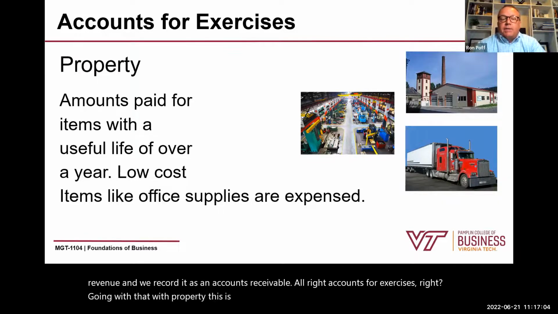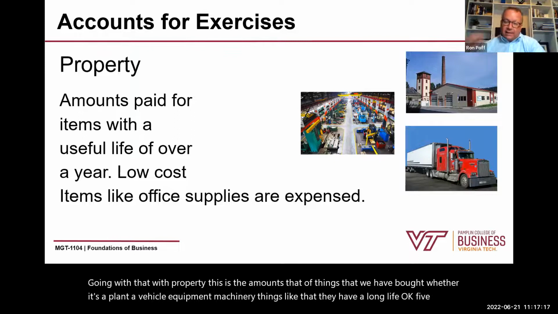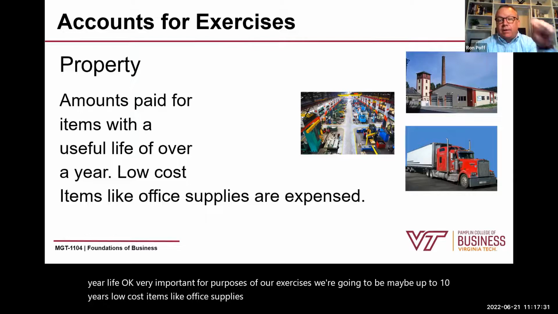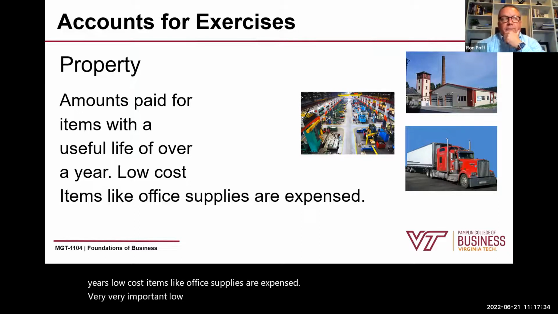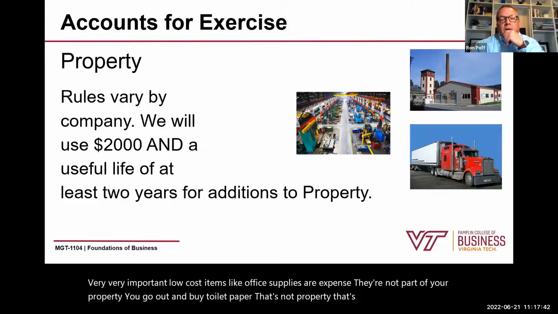Accounts for exercises, right? Keep going with property. These are the things that we have bought, whether it's a plant, a vehicle, equipment, machinery, things like that. They have a long life, okay? 5, 10, 40-year life. Very important for purposes of our exercises, we're going to be maybe up to 10 years. Low-cost items like office supplies are expensed. Very, very important. They're not part of your property. You go out and buy toilet paper, that's not property, that's an expense.